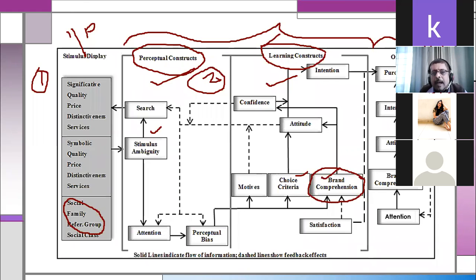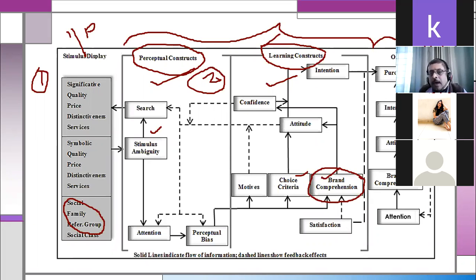Okay. Brand comprehension comes under the perceptual construct, not the learning construct. So you have to be very clear. It is the perceptual construct and the learning construct. And under the learning construct, we have an important criterion, that is brand comprehension.